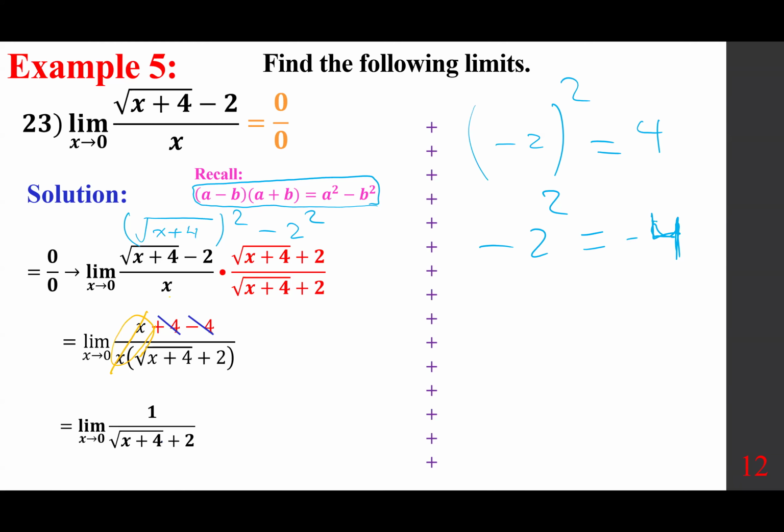We get 1 in the numerator. And now if you plug in, you get the square root of 4, which is 2, plus 2 is 4. So 1 over 4 is the final answer. So 0 over 0, it's an indeterminate form. Anything can go. So you use your algebraic techniques to figure out what the answer is.